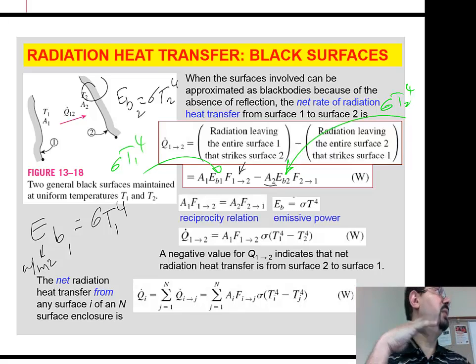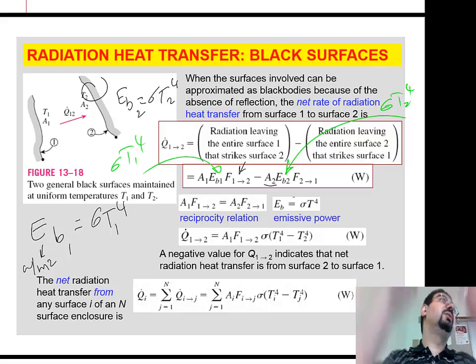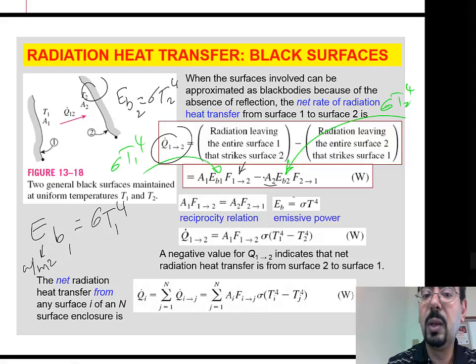That's by definition. It's now the job of all those tables and charts and equations to calculate that F12 for us correctly. But we will get it eventually, all right? So this one is sending 100 watts to the other, and the other one is sending 80 back. So at the end of the day, what is the net heat flux between the two of them? It's the 100 minus the 80. So that's why the Q dot 1-2, the net radiation between 1 and 2, is basically this minus this.